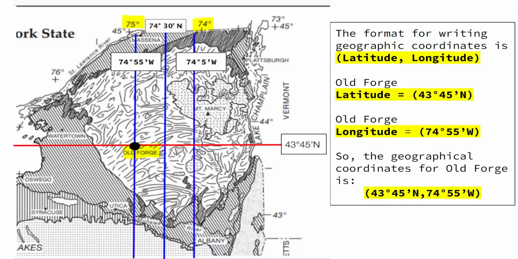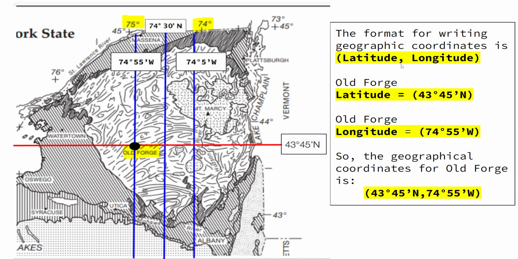So here's another example, same stuff, right? I'm just taking the latitude of Old Forge, which is approximately 43 degrees and 45 minutes north. It's north because all of New York is in the northern hemisphere, north of the equator. And then I'm looking for the longitude. Here's 74 degrees, here's 75 degrees. Halfway must be 74 degrees and 30 minutes, which means this area, which is very close to 75 degrees, is approximately 74 degrees and 55 minutes west, right? Sorry, I said north before; this should have been west. So all our longitudes are west because New York is in the northwest.